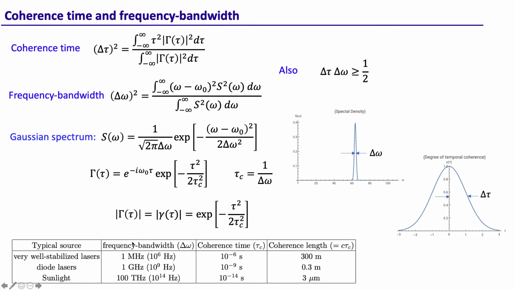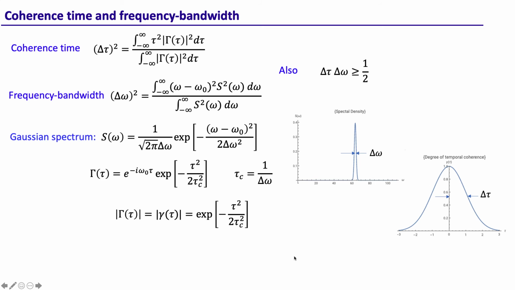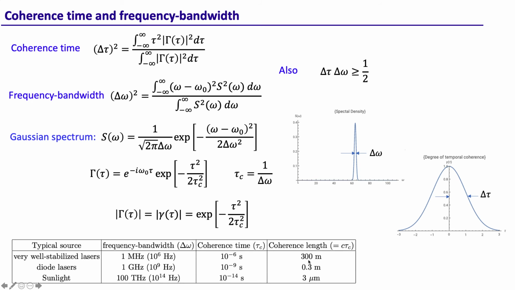And here I have listed a few well-known sources: a very well stabilized laser, diode lasers, which are not that stabilized, and then sunlight. And these are the numbers that we have for frequency bandwidth and coherence time. For a very stabilized laser, the frequency bandwidth of the spectrum is of the order of 10 to the 6 hertz, is 1 megahertz, and the corresponding coherence time is 10 to the minus 6 seconds. So if you think in terms of length, which is speed of light times the coherence time, this is about 300 meters. So if it's a field coming from the well stabilized laser, if you choose 2 points that are 300 meters apart, they will still be coherent.